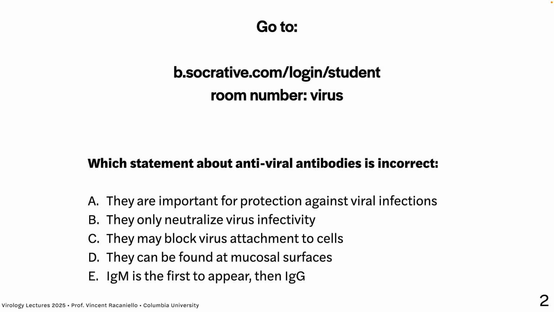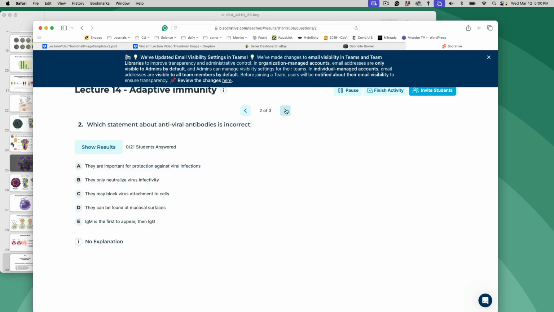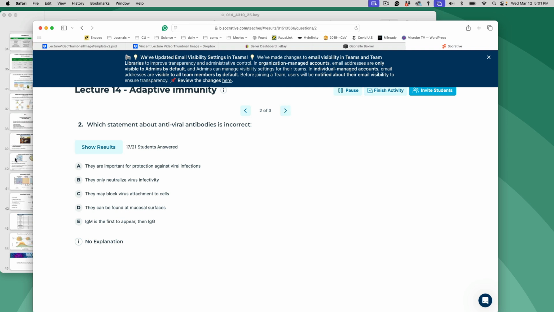Okay, next question. Which statement about antiviral antibodies is incorrect? They are important for protection against viral infections. They only neutralize virus infectivity. They may block virus attachment to cells. They can be found at mucosal surfaces. IgM is the first to appear, then IgG. So which one of these is wrong? Okay, let's see how we did.